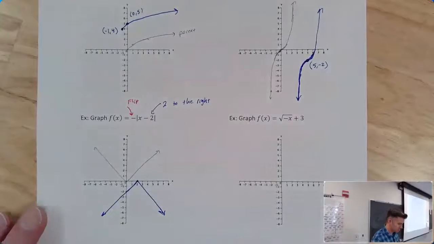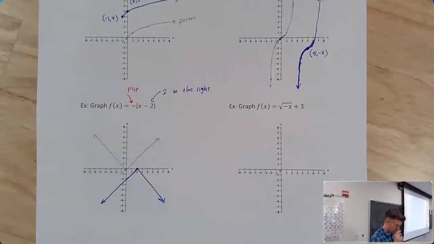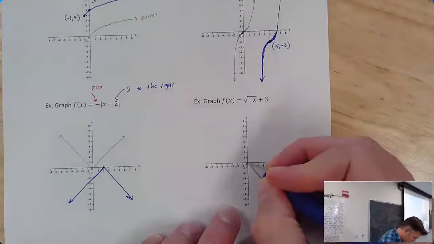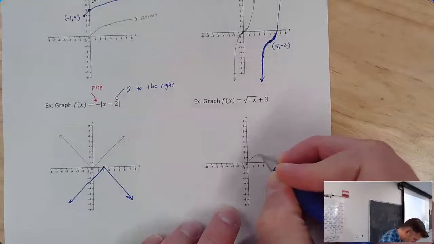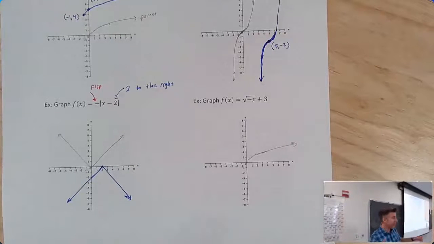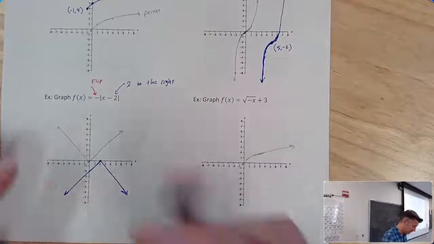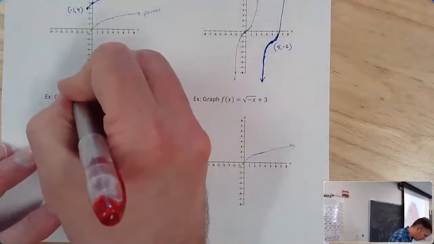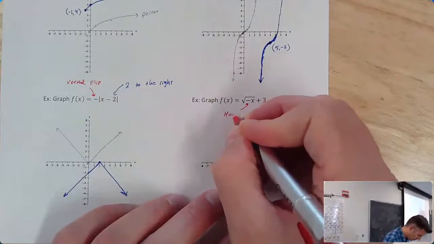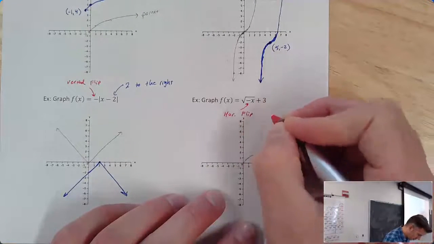Not too terrible. All right. Another square root. So taking our parent graph, which is this one here, and the negative inside is going to flip us. That's a horizontal flip. So I meant to write on the previous one, that was a vertical flip, sorry. So this one's going to be a horizontal flip. And then we're going to go up 3.